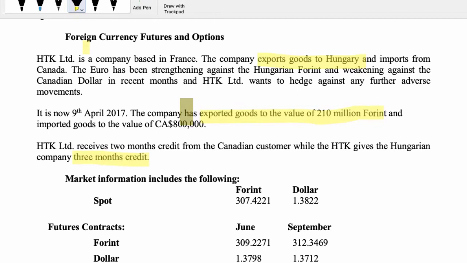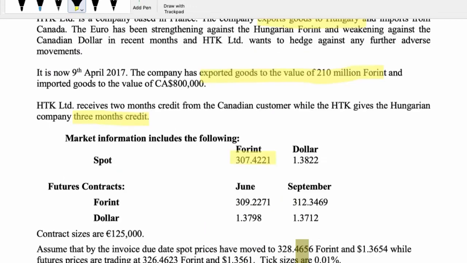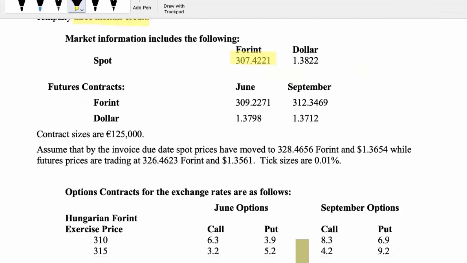Customer uses the bid to sell the home currency. Customer uses the offer, or customer uses the ask, to buy the home currency. And that's why we're using the ask rate. Okay, so just in case that comes up also in this question, it'll be the ask rate. So anyway, there's your spot, or if it was an ask. We have futures information, June or September. We are also going to be looking at options.